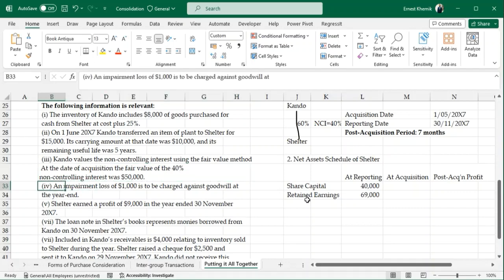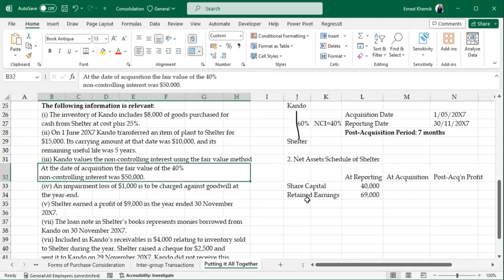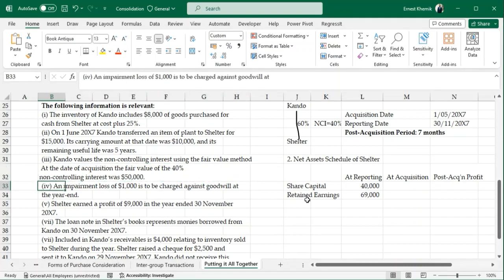Let's continue. An impairment loss of 1,000 is to be charged against goodwill at the year end. Now we are measuring non-controlling interest at fair value, so the treatment of impairment loss, I hope you can guess that. Alright, Shelter earned a profit of 9,000 in the year ended 30th November 20x7. Okay, noted. So we continue.